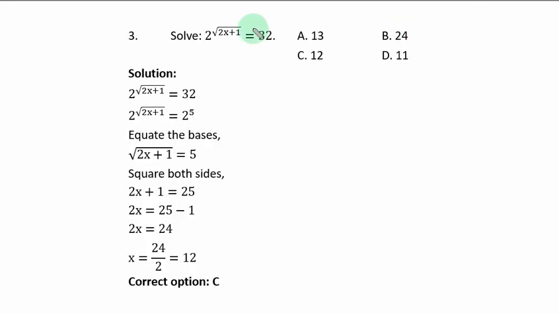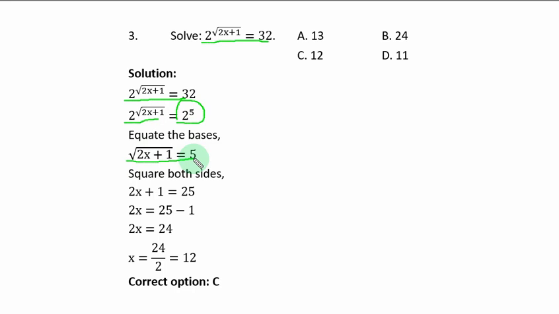Question 3. Solve 2 to the power of root 2s plus 1 equal to 32. What you have here is an exponential equation. You can express the bases 2 and 32 as base 2. So you have 2 to the power of root 2s plus 1 equal to 2 to the power of 5, for 32. Now the bases are equal. If you equate them, you are left with the powers that are equal.